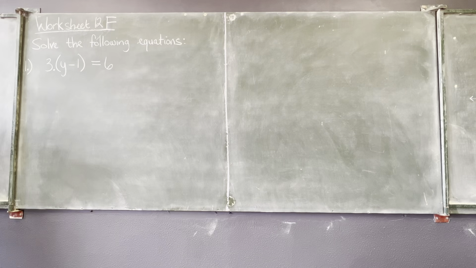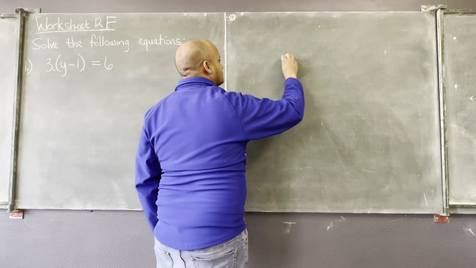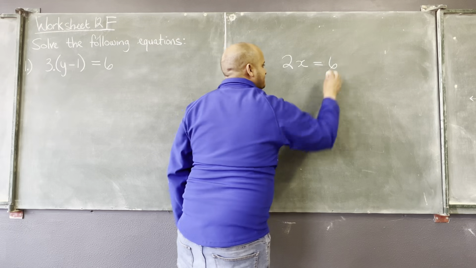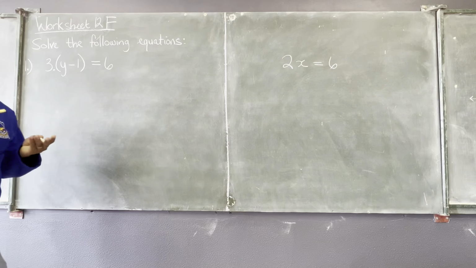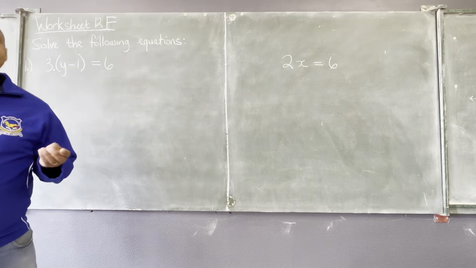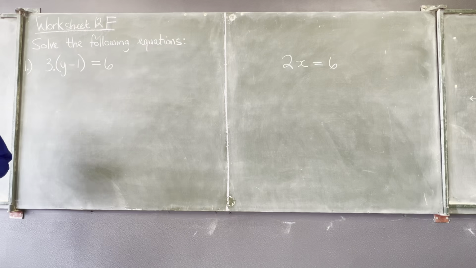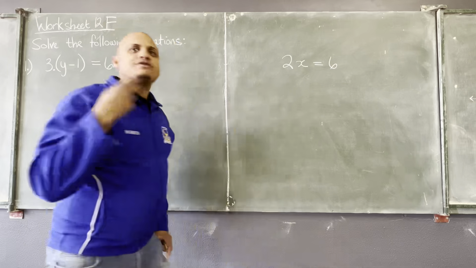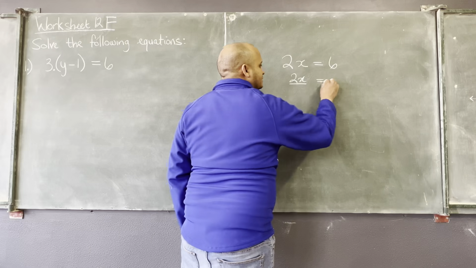Now, would you agree with me that if I presented 2x to you and made it equal to 6, I can use the multiplicative inverse there to find the value of x? Yes, sir. Because then I can get rid of my 2, because the 2 is attached to the x by means of multiplication. So 2x is 2 times x. To remove the 2, I need to divide by the 2. So I would say 2x divided by 2.